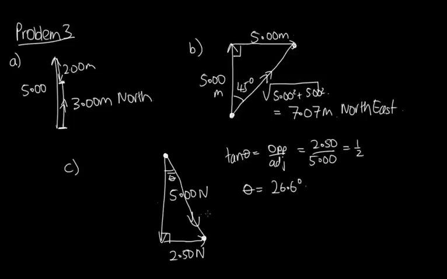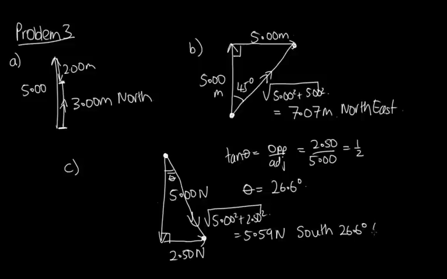Now we also need to work out the size here, the magnitude. So in order to do that, we'll use Pythagoras again. We've got 5.00 squared plus 2.50 squared. And solving that one on the calculator, we get 5.59 newtons. So we can write this as 5.59 newtons, and then south, 26.6 degrees east. So south, and then 26.6 degrees east. So that's the solution to problem 3.